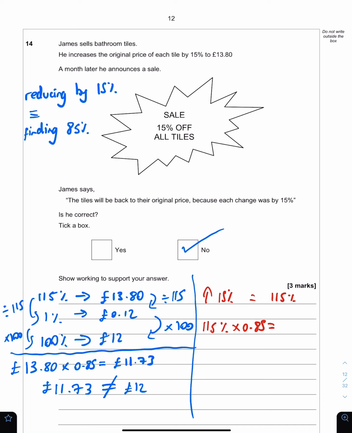But if it doesn't, then we can't use it. And what we get is that this actually takes us to 97.75%. But that's not the 100% that we wanted. So in actual fact, increasing by 15% and then later decreasing by 15% doesn't actually get us back to 100%. It gets us back, interestingly, to a point that's lower. So that's another way in which we could have explained it. So 97.75% is not equal to 100%, which is our original price. So two ways of doing it, just thought I'd show both.